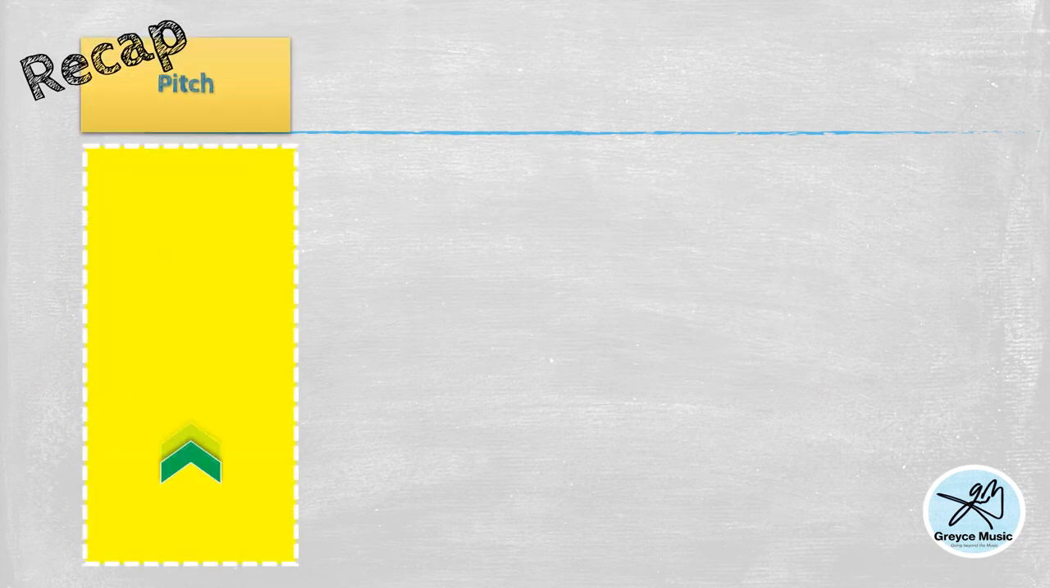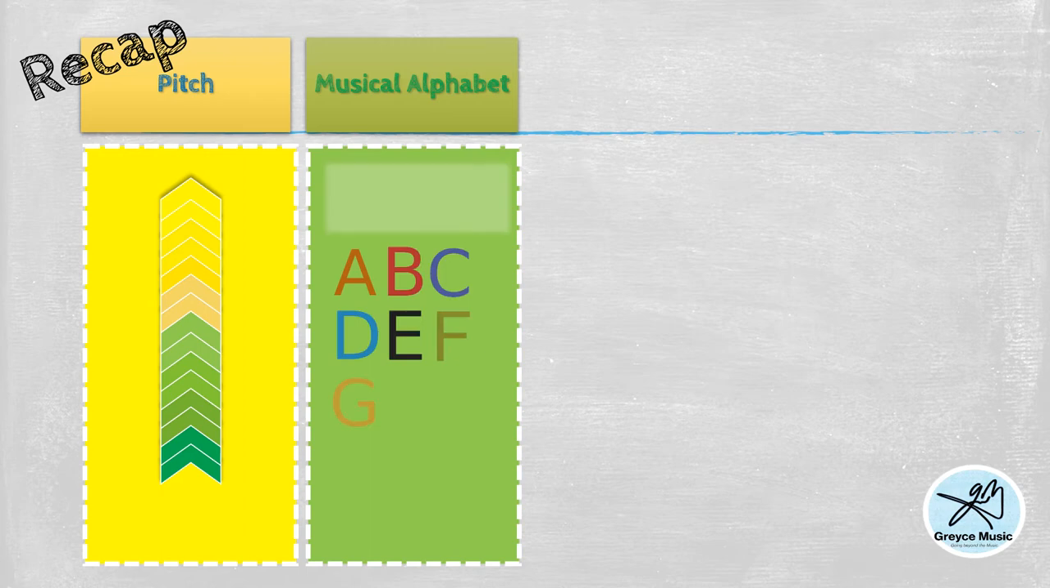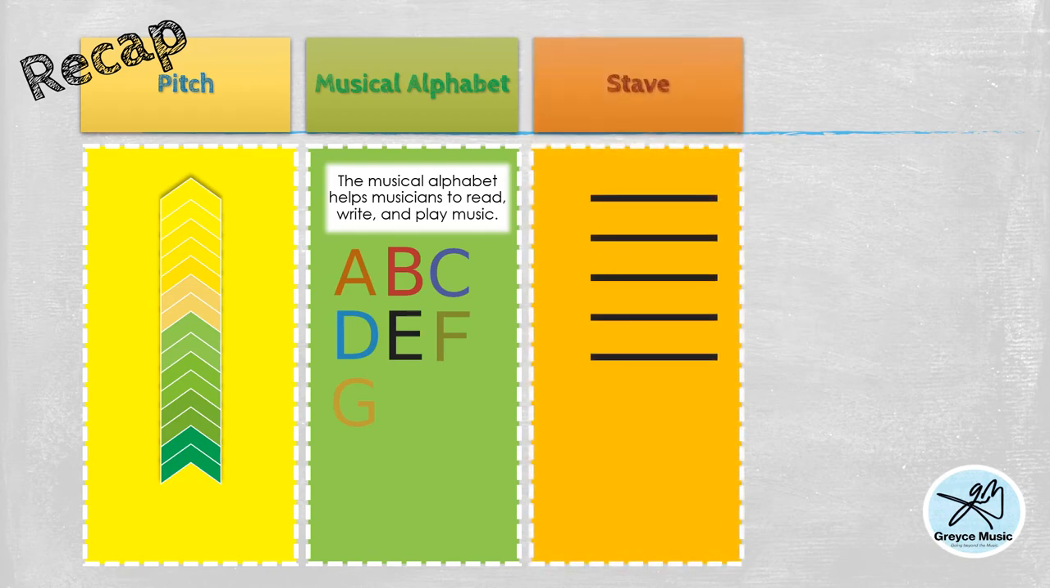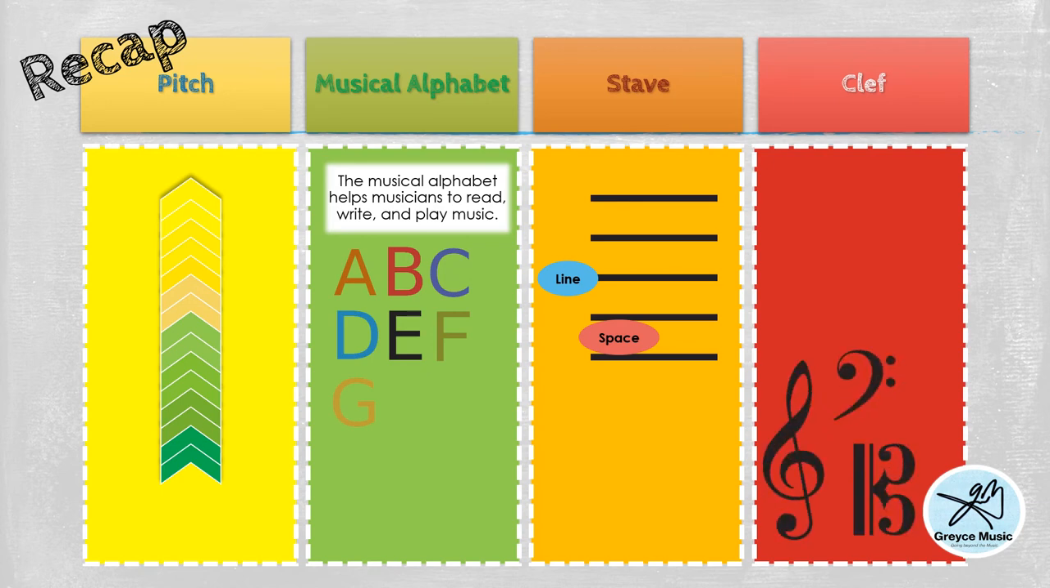We now know that pitch is a word used to describe whether a note is high or low, and that there are many different pitches. We know that the musical alphabet is formed of 7 letters, A, B, C, D, E, F, and G, that repeat on and on. We also know that notes from the musical alphabet are written on the stave, on lines or spaces, and that different clefs tell us where to place particular notes on the stave. The 4 most common clefs are the treble clef, the bass clef, the alto clef, and the tenor clef. We'll find out more about clefs very soon. That's all for now.